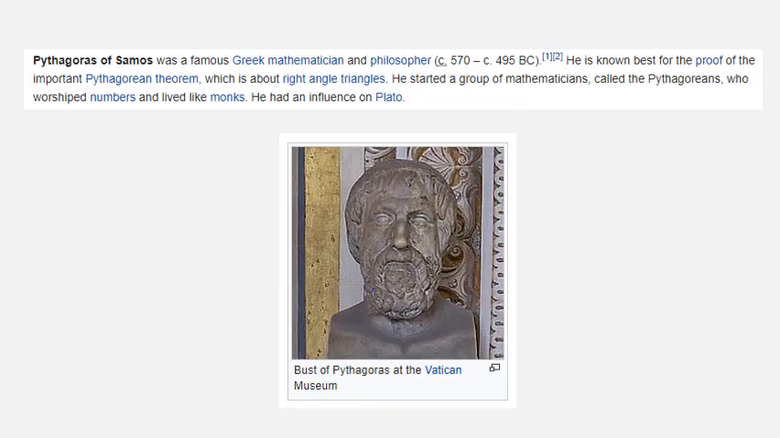This was taken from Wikipedia. It says Pythagoras was a famous Greek mathematician and philosopher. He is known best for the proof of the important Pythagoras theorem, or Pythagorean theorem, which is about a right-angled triangle. He started a group of mathematicians called the Pythagoreans who worshipped numbers and lived like monks. He had an influence on Plato.